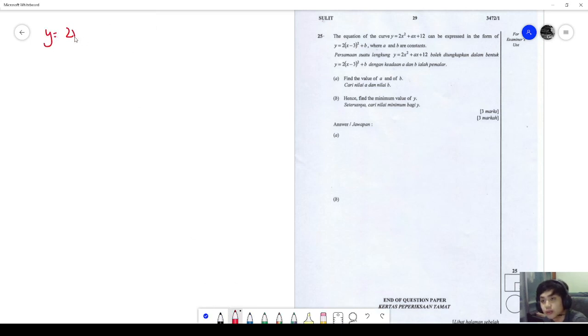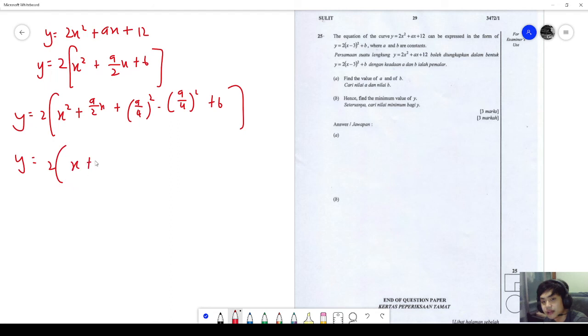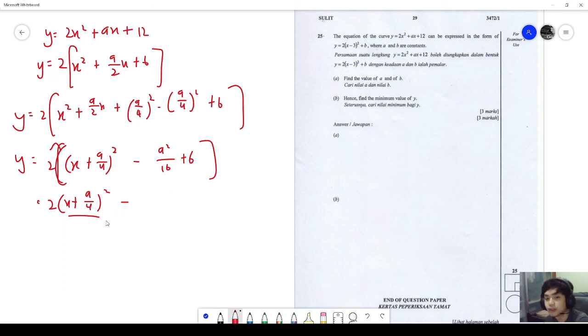So y equals 2x squared plus ax plus 12. Before we start, we need to make sure the coefficient in front of x squared is 1, so just dividing everything by 2. So y equals x squared plus a over 2 x plus (a over 4) squared minus (a over 4) squared plus 6. So y equals 2 times (x plus a over 4) squared minus a squared over 16 plus 6. So multiplying the 2 back inside. Do not multiply the 2 into the square because it doesn't work that way. You would have to expand this first before you multiply by 2, but we don't need to do that.